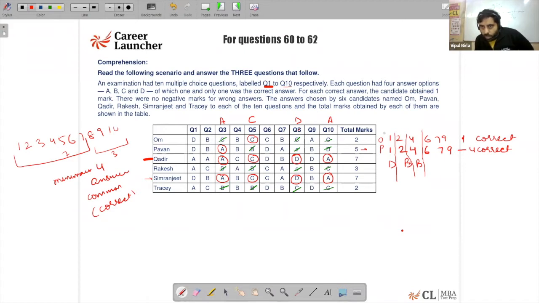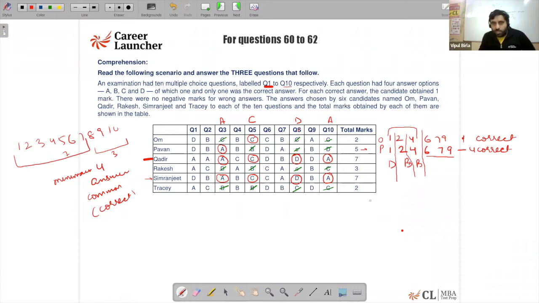So we know out of these 1, 2, 4, we cannot have 3 or 2 correct, because this way Om will have a total number of correct answers more than 2, which is given. So therefore, out of 1 to 4, at max 1 is correct. So if out of 1 to 4, at max 1 is correct, and Pavan has to have 4 correct answers, then at max 1 and this 3, 6, 7, 9 have to be correct.